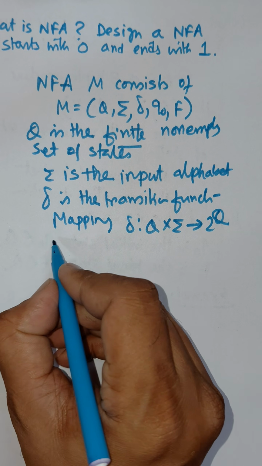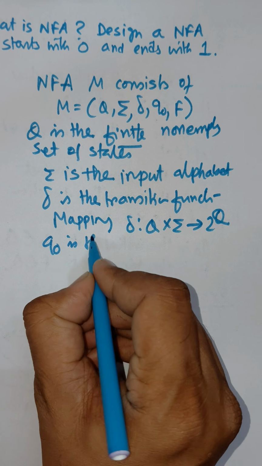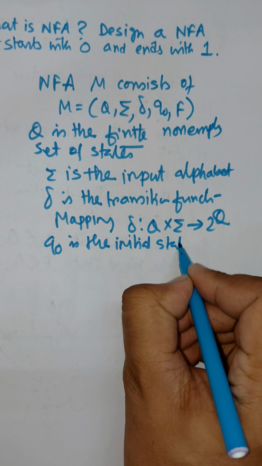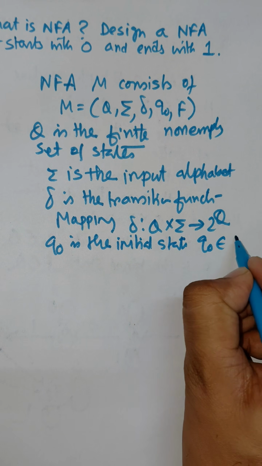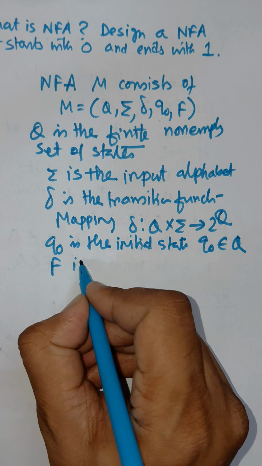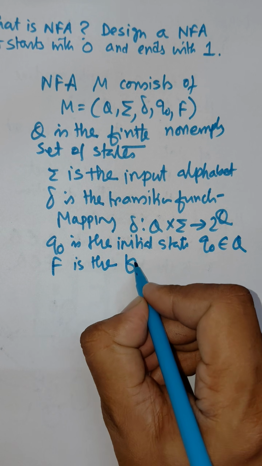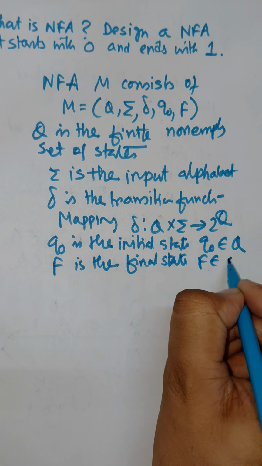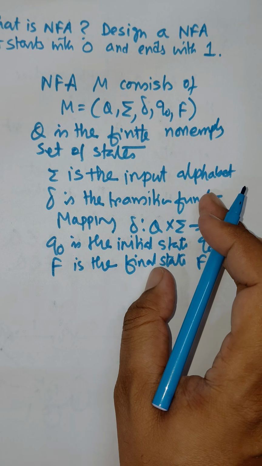Now q0 is the initial state, q0 belongs to Q. F is the set of final states, F is a subset of Q.